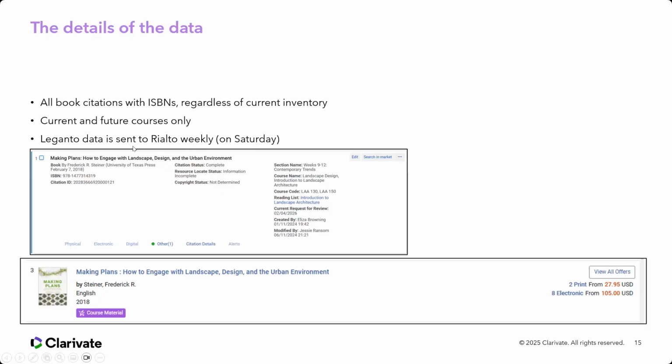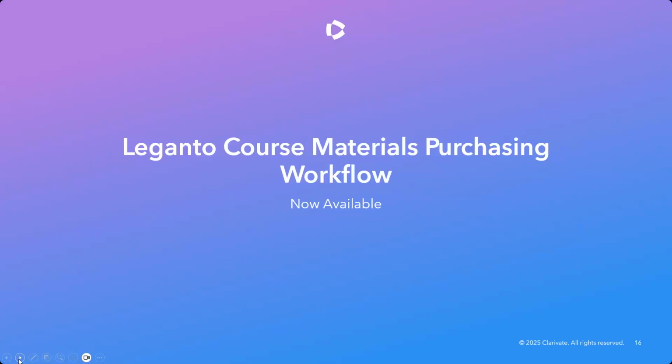And we send the information once a week. It is quite a big data feed, so we're sending it once a week, and it happens on Saturdays. So if you need to know when this is going to appear, Saturday we send the data, and Rialto runs an indexing process on the data immediately after they receive it from us. And that's the data.